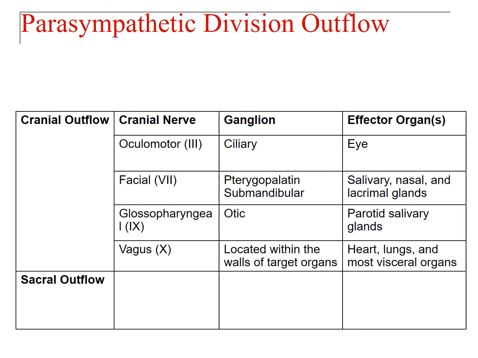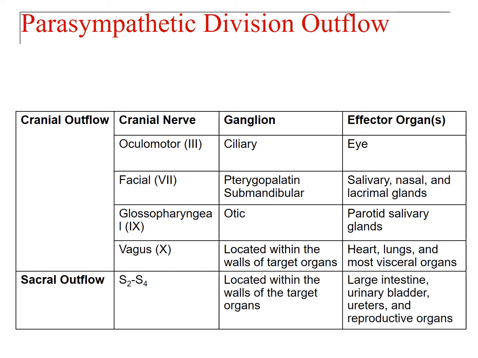The vagus nerve will send signals to ganglia that are located within the walls of target organs, and these can be the heart, the lungs, and most visceral organs. In the meantime, sacral outflow goes from S2 through S4. The ganglia are located within the walls of the target organs, and these will include the large intestine, the urinary bladder, the ureters, and the reproductive organs.